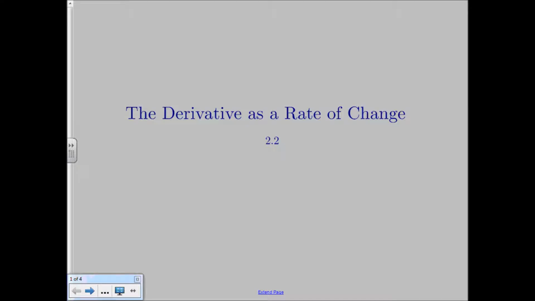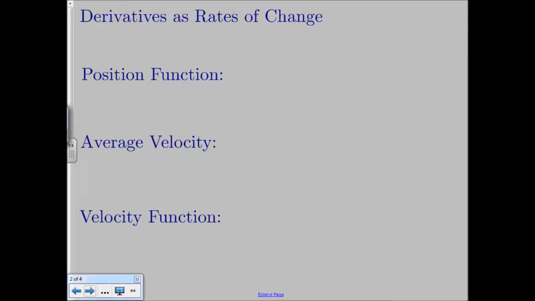So the derivative can be used as a rate of change, and a rate of change you can think of as your velocity, acceleration, anything like that. It tells you how fast something is changing. So the position function in math, we usually denote that by s of t. So s of t is just some position function, and a position function just tells you where a ball or a particle or something is at a certain time.